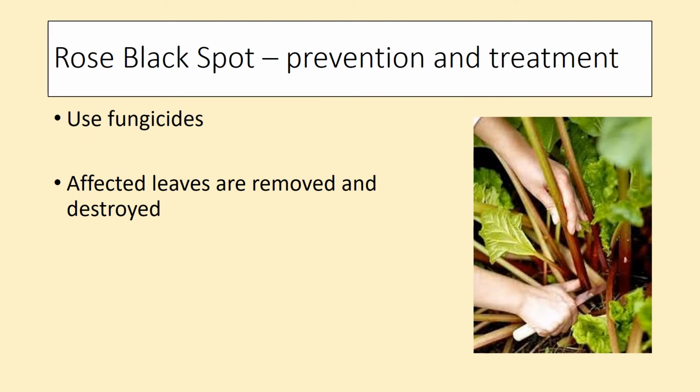So rose black spot can be prevented by using fungicides. A fungicide is just chemicals that can be used to kill a fungus or fungi. And again, affected leaves of the plant can be removed and destroyed to prevent it spreading to other plants nearby.